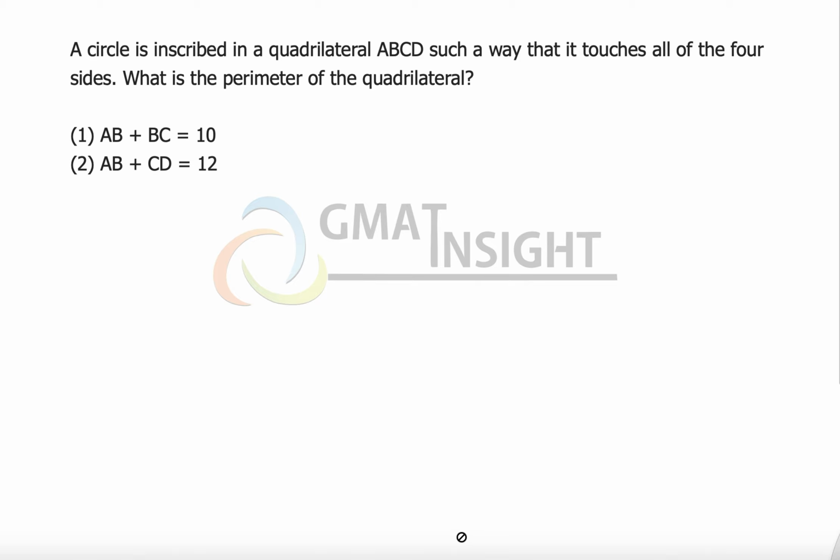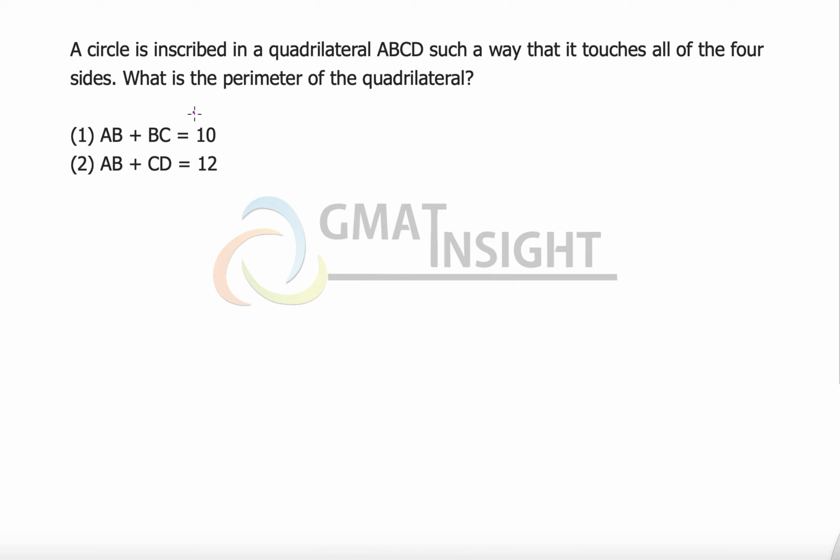A circle is inscribed in a quadrilateral ABCD in such a way that it touches all the four sides. The question is, what is the perimeter of the quadrilateral? Now, when we see the question, we can think of the quadrilateral as a square, because in a square all the sides touch, but it may not essentially be a square.